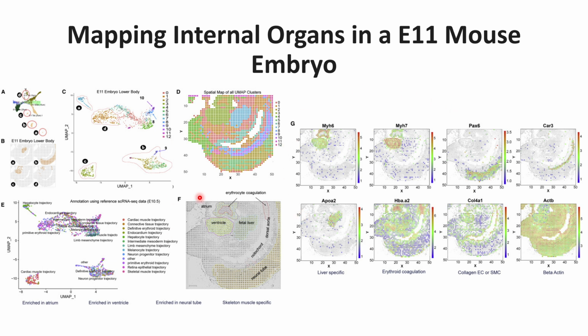And after mapping this part, they also checked the markers of the genes belonging to the different organs, and they can locate the different organs based on their markers. For example, liver specific markers such as this My6, APOA2 and erythrocyte coagulations markers. So they can predict where the internal organs develop at different stages of the mouse embryo.